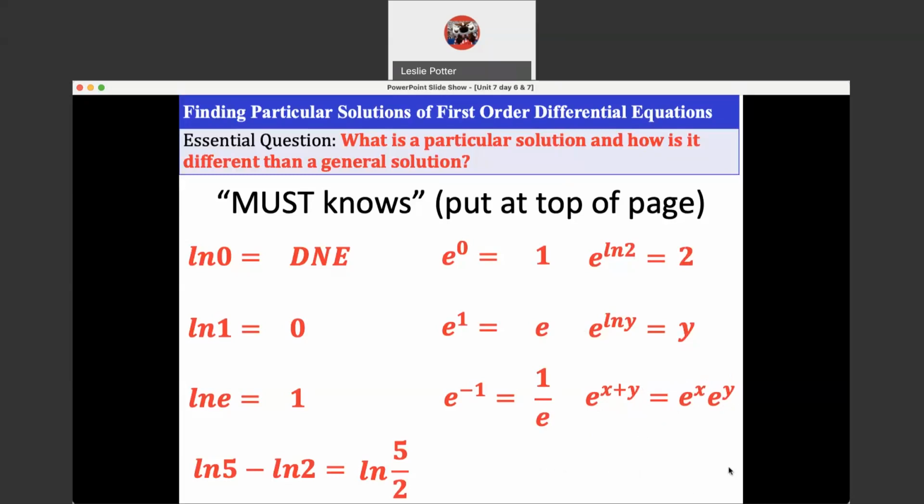So you might want to pause the video if you're doing more listening than writing. Write these down at the top of your page 19. Make sure you know these values. Make sure you know these properties for exponentials and properties for natural logs. Super important. Just a quick side note, log base 10, we don't work with in calculus, so you won't see those. You just see those in forests.